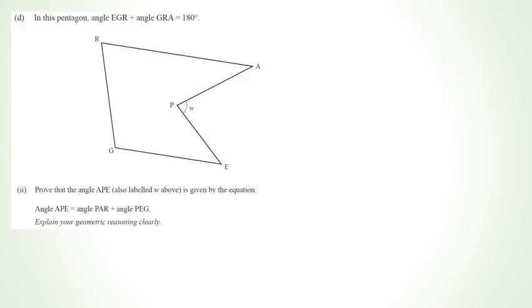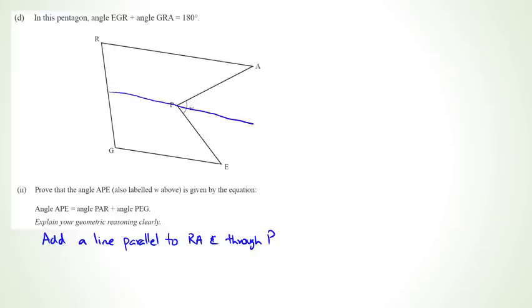Okay, so with this question, you're asked to find out what angle APE is, or actually it's asking you to prove that APE is PAR plus PEG. So the first step is, I'm going to add a line parallel to RA and through P. So what I should have is a line that looks like this. So basically I've got these three lines that are parallel.